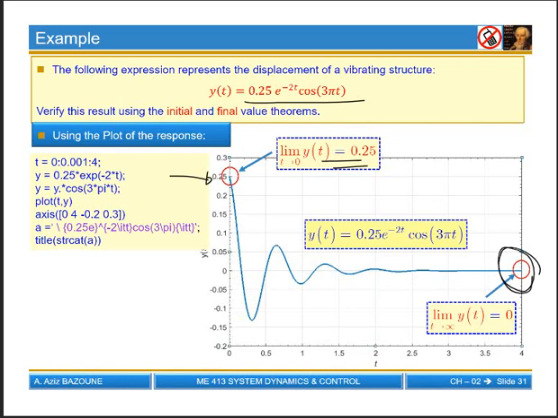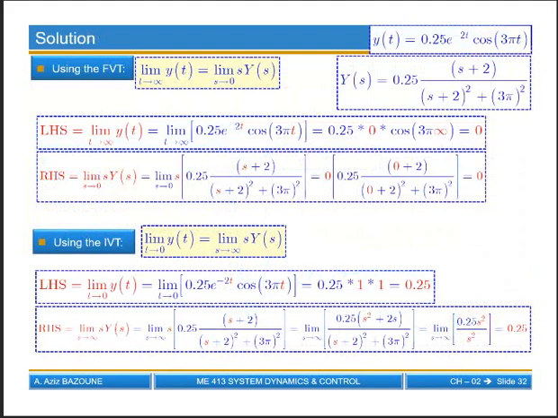Now we will see how we can use the final value theorem and the initial value theorem. If we use the initial value theorem and the final value theorem, we should end up with the same values. The final value theorem: limit of s times y of s. This is y of t. So y of s will be simply this one, 0.25. This is a cosine term, but it is shifted by 2. So replace every s with s plus 2. So s plus 2 over s plus 2 squared plus 3 pi squared. So the limit of y of t when t goes to infinity is 0.